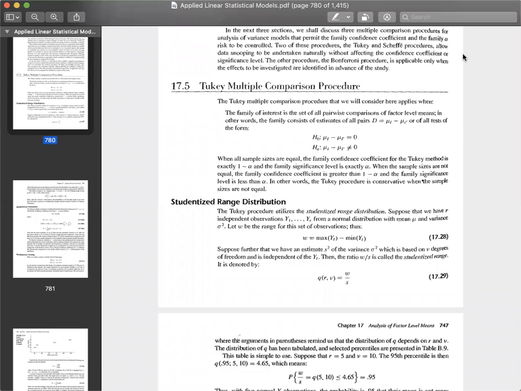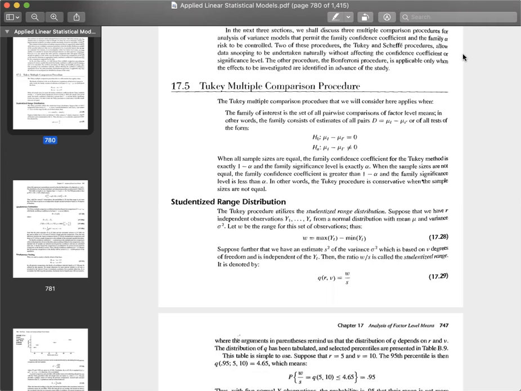Section 17.5, the Tukey multiple comparison procedure. The Tukey multiple comparison procedure that we will consider here applies when the family of interest is the set of all pairwise comparisons of factor level means. In other words, the family consists of estimates of all pairs, D equals mu i minus mu i prime, or of all tests of the form, the null hypothesis being mu i minus mu i prime equals 0, and the alternative hypothesis saying that it doesn't equal 0.